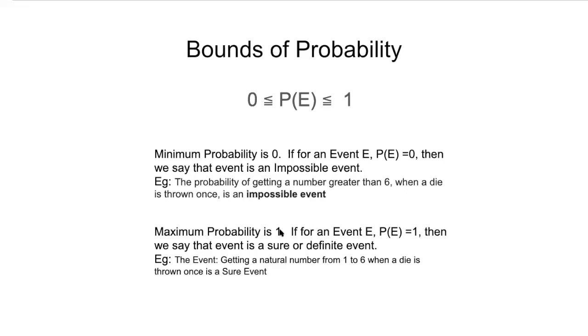The maximum probability is 1. So what is 1? If for an event the probability is 1, then the event is known as a sure or a definite event.